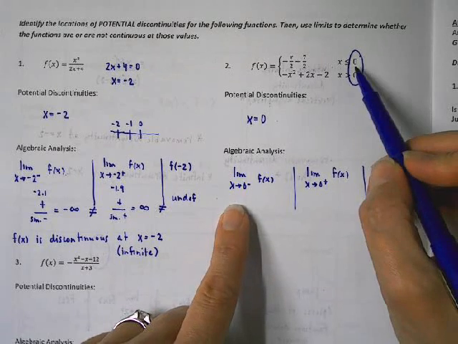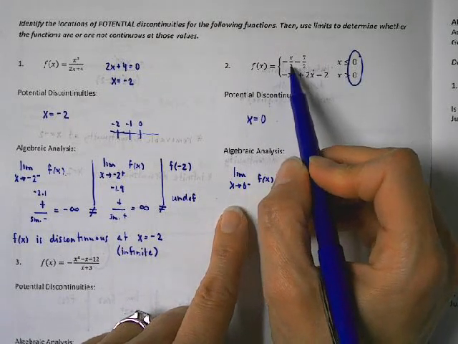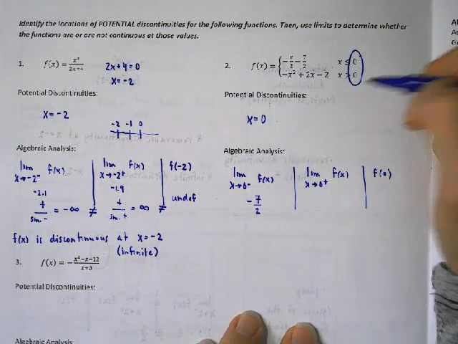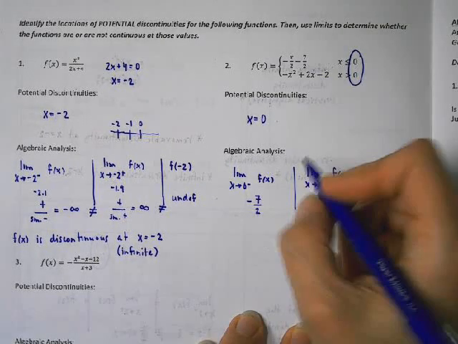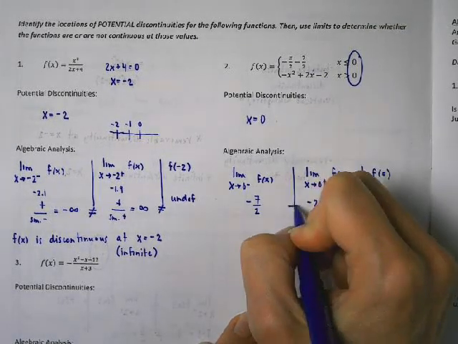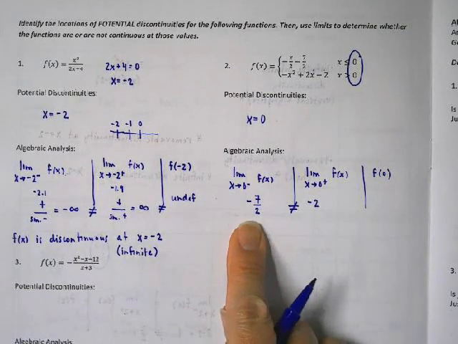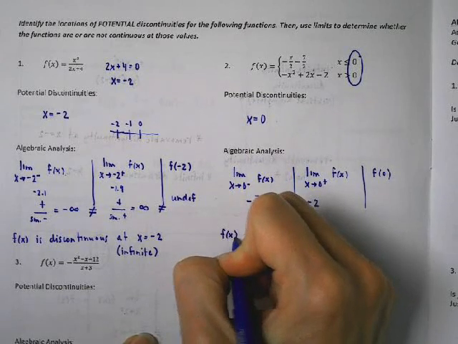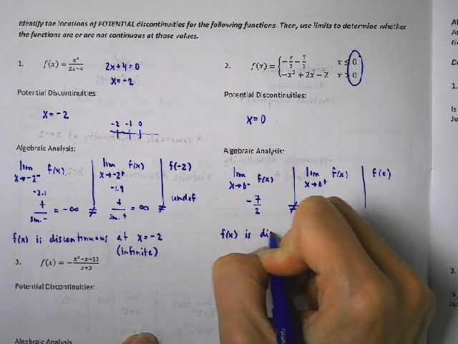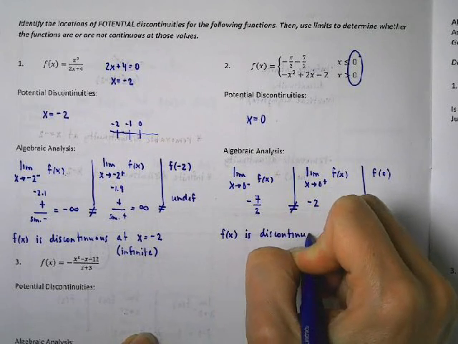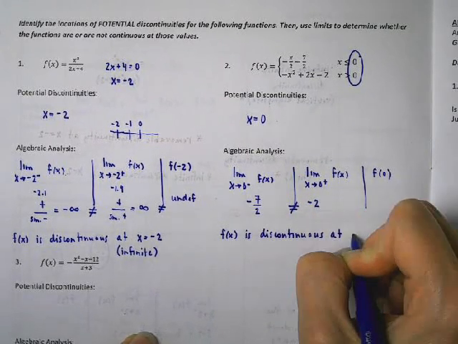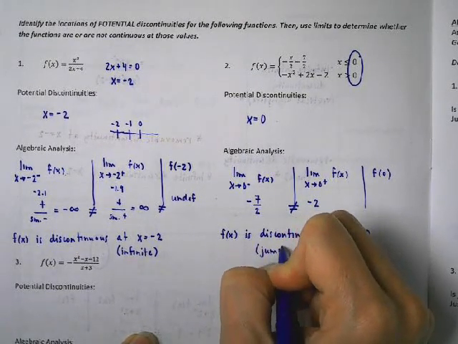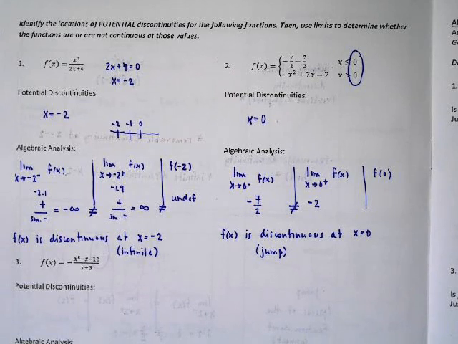Now, if I approach 0 from the left, I'm looking at my first piece here. If I plug in 0, I get a limit of negative 7 over 2. Checking from the right, if I plug in 0, I get negative 2. And again, right away I see my left and right-hand limits are not equal. So we would say that f of x is discontinuous at x equals 0, and this time it's a jump. Those left and right limits are not equal to each other.